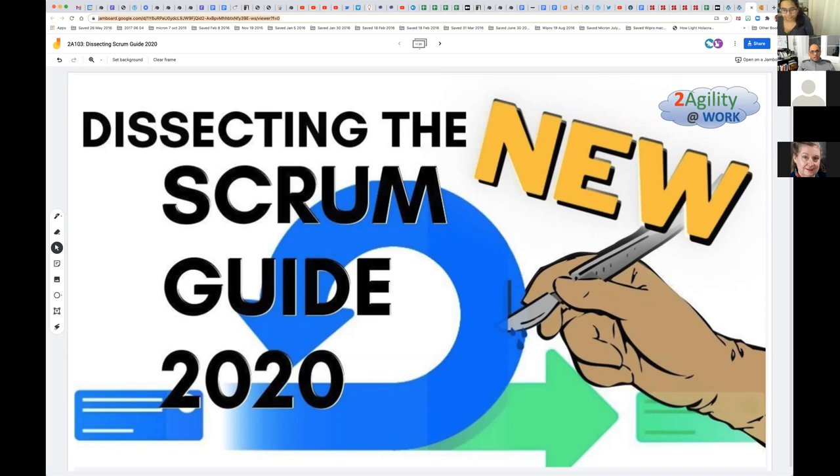So without much ado, the Scrum team is cross-functional. We already discussed that. They're also self-managing. They decide what to do, when and how. And the teams are small. The earlier Scrum Guide used to have between 3 and 9 people. Now it says typically 10 or fewer people.